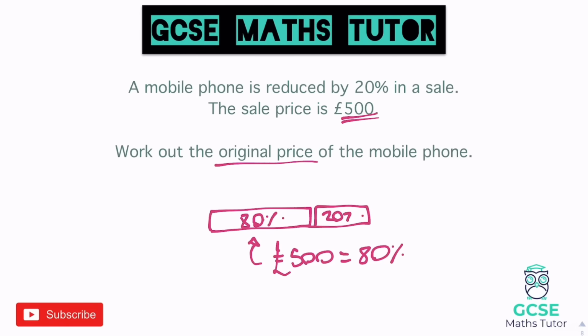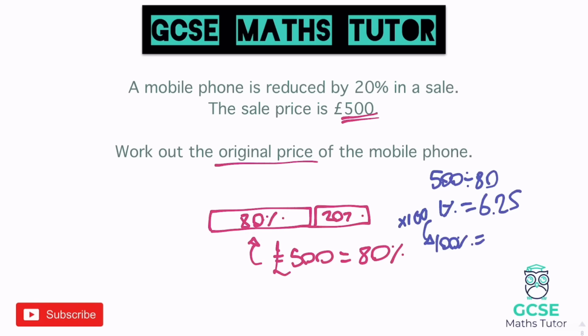So if we have a calculator, we can do 500 divided by 80. That tells us 1% is £6.25. And then we can times that by 100 to get 100%. And that would be 100% of what we're looking for, equals £625.